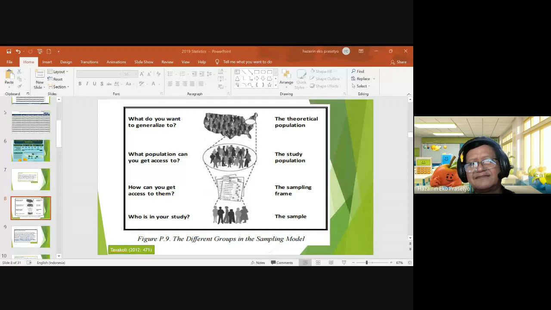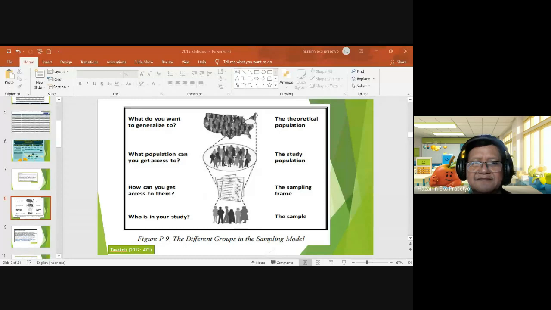The number of students you have access to. Access here means you can meet them, you can observe them, you can give them tests, you can give them a questionnaire, okay? This is the study population. So theoretical population is bigger than the study population.